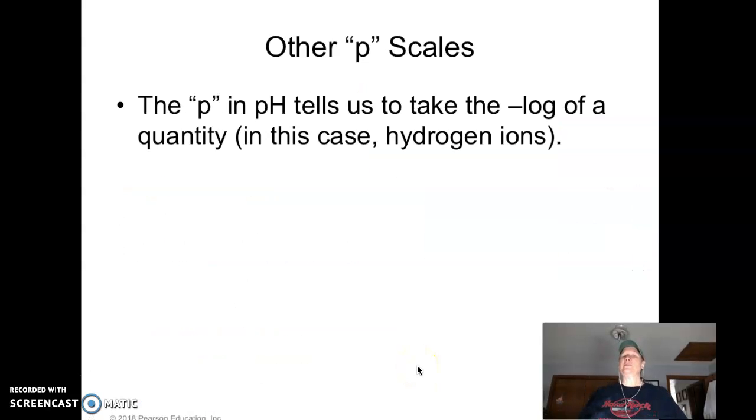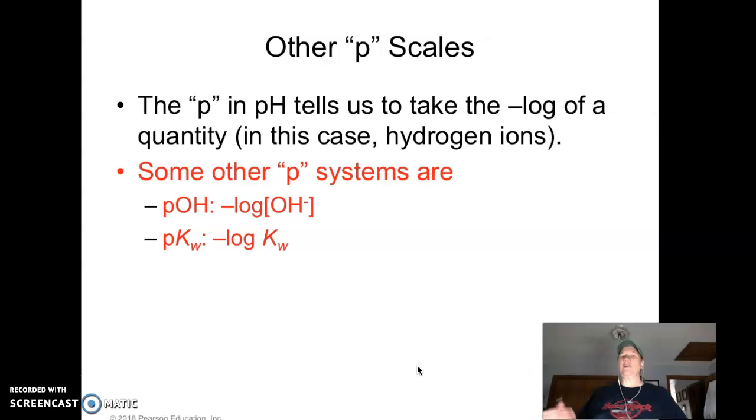So there are some other pH scales, okay? The P, like I said, is potential, and tells us to take the negative log of a quantity, in this case, hydrogen. There's also what they call the pOH system, which is pretty much the same thing, only now we're looking at the hydroxide. So it would be just the opposite. If your pOH was in the low numbers, that would be a base. And if your pOH was in high numbers, that would be an acid. So they're just basically flipped.